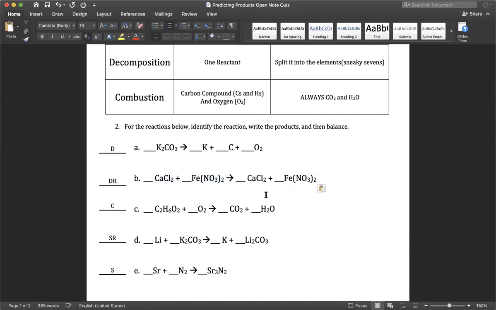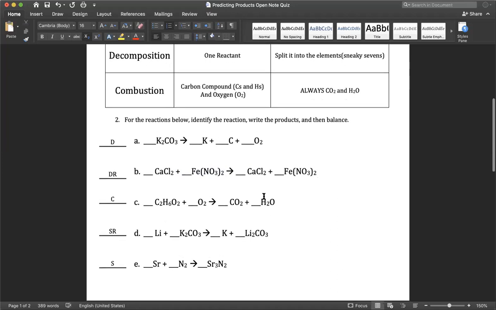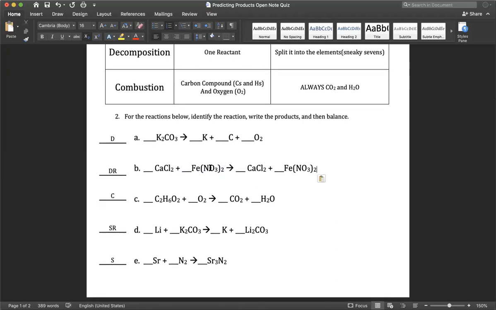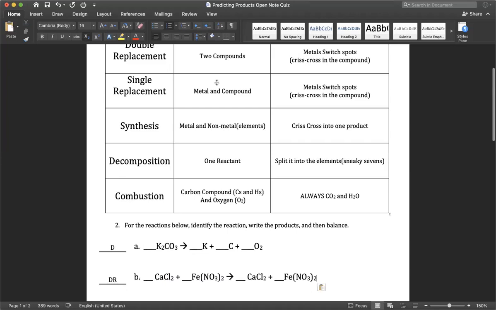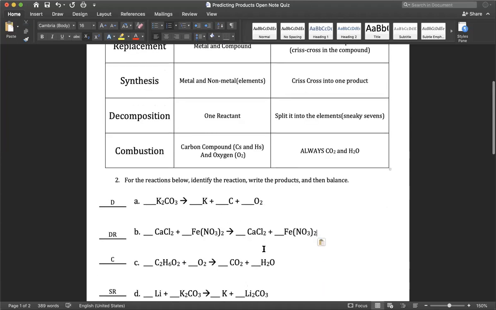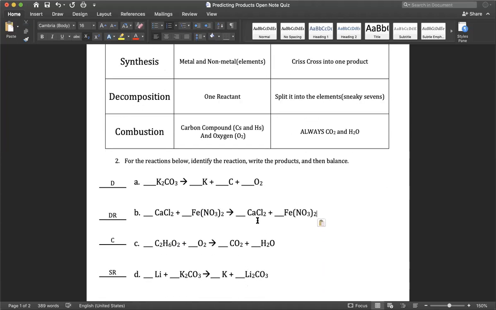All right. Now I go to this one. And I have double replacement. But again, the metals are switching spots. So what 2 things are switching spots? Calcium. Yep. And iron. Yep. So the Fe is coming over here where the Ca was, and the Ca is going where the Fe was. Now I have to re-crisscross things.